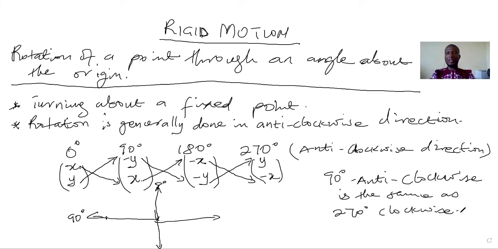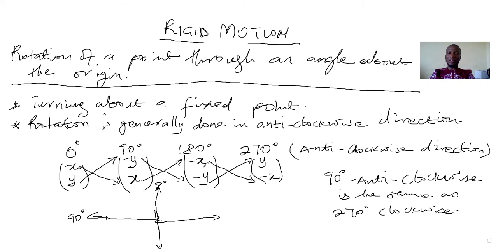is the same as 270 degrees clockwise. So that means if you are given a point and you are to find the image through an angle of 270 degrees clockwise direction about the origin, the formula will be the same as the 90 degrees anti-clockwise. And then we can try that.